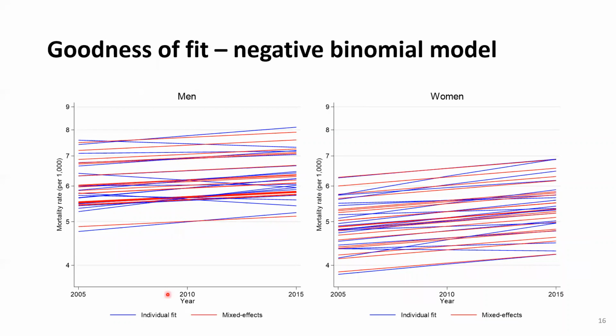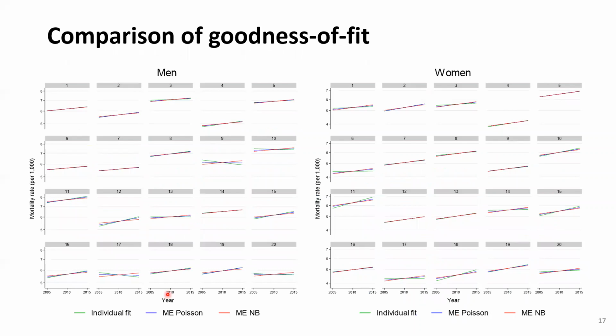So we plot another one, stratified by city. It's a little bit of a busy graph. The blue line and green line show the individual fit. So again, individual fit means I fit the model for each city. City 1, one model, city 2, another model. And the blue line shows the estimation from the mixed effect Poisson model, and the red line shows the estimation from the mixed effect negative binomial model.